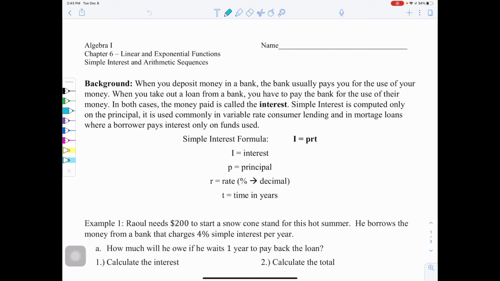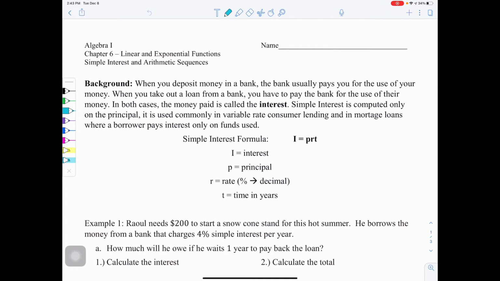Our next lesson is called Simple Interest in Arithmetic Sequences. So a little bit of background. When you deposit money in a bank, the bank usually pays you for the use of your money. When you take out a loan from a bank, you have to pay the bank for the use of their money. In both cases, the money paid is called the interest.